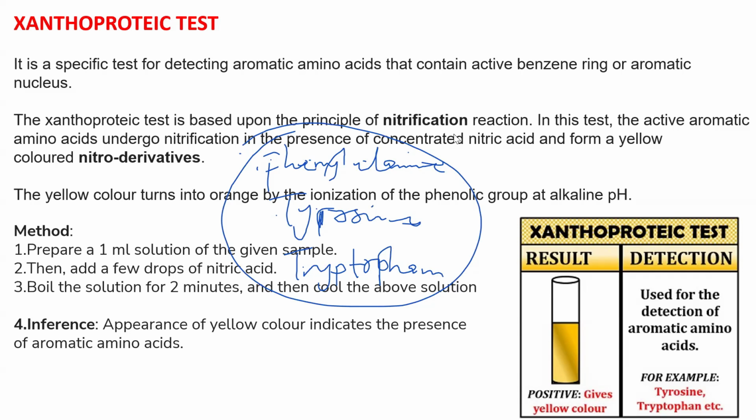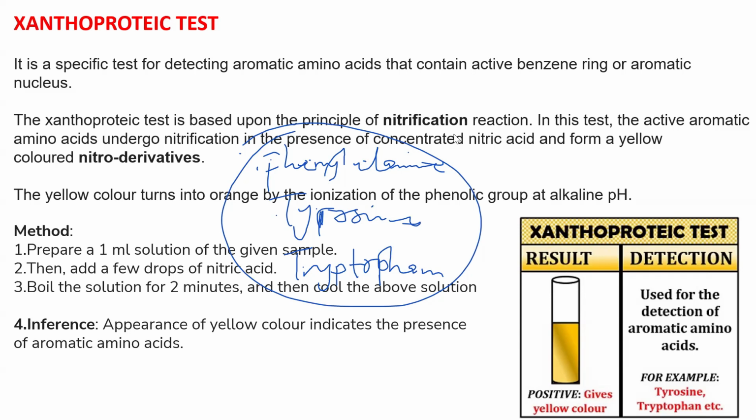The xanthoproteic test is based on the principle of a nitration reaction. In this test, the aromatic amino acid undergoes nitration in the presence of concentrated nitric acid and forms yellow colored nitro derivatives. So if you have an aromatic amino acid, it will undergo nitration, that is, the addition of a nitro group, and this happens in the presence of nitric acid.